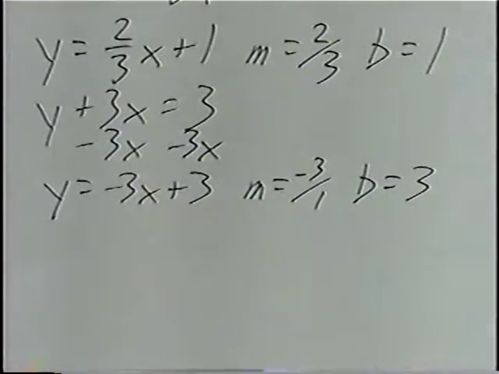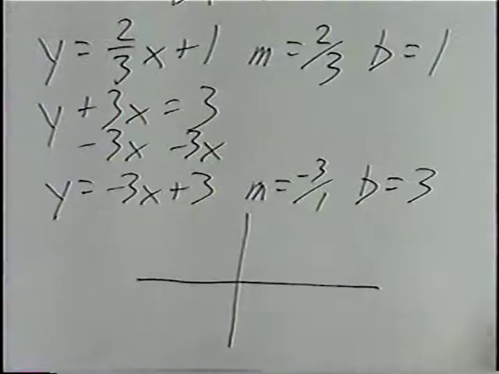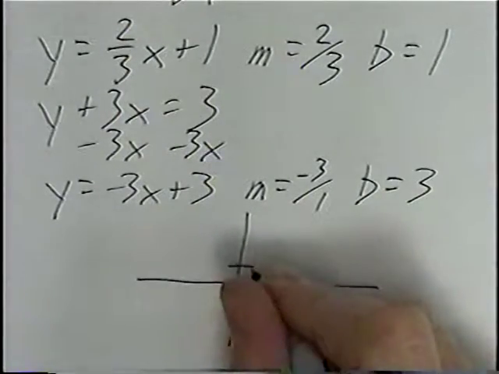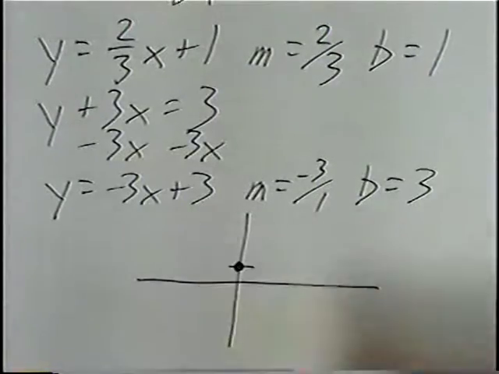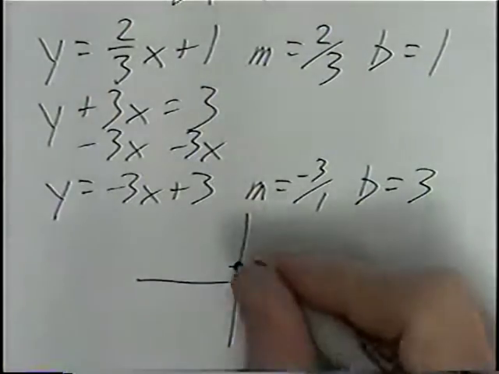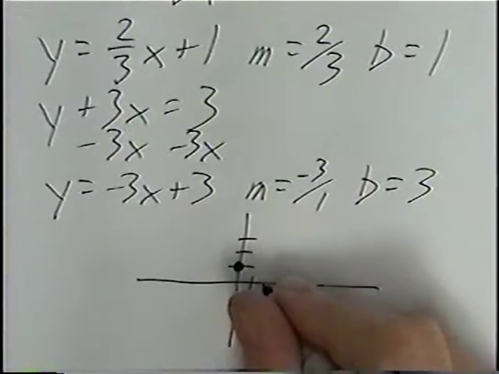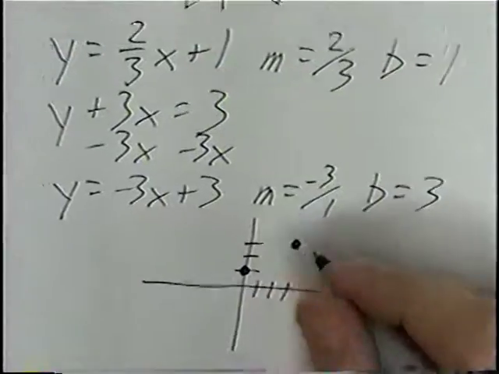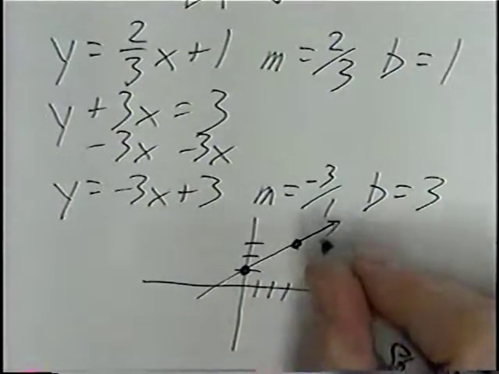Taking these two slopes and these two y-intercepts, we can graph the equations for the section. The first equation, the y-intercept, was 1. So we put a point at +1 on the y-axis. The slope of the first equation was 2/3. So we'll go 2 spots up and 3 spots to the right. Connecting those would be the line for the first equation.